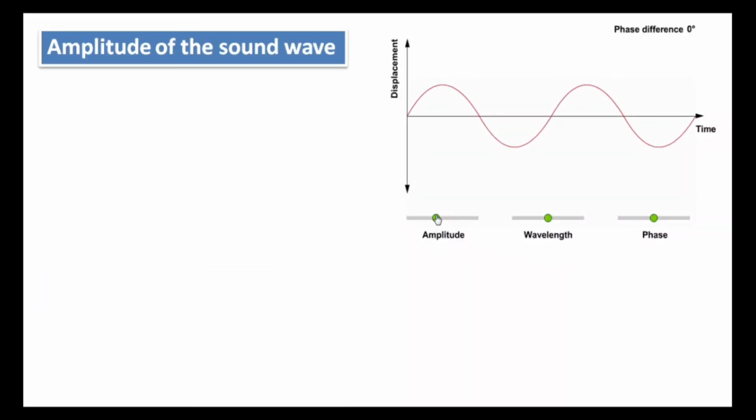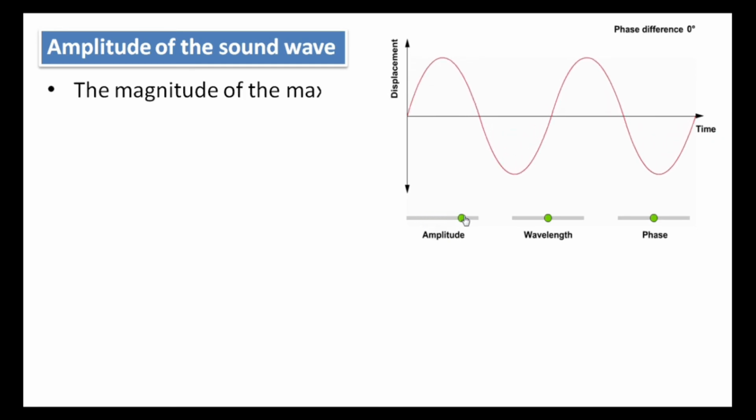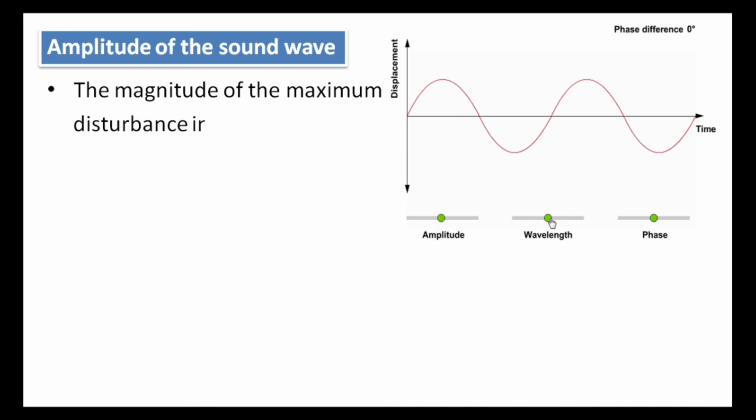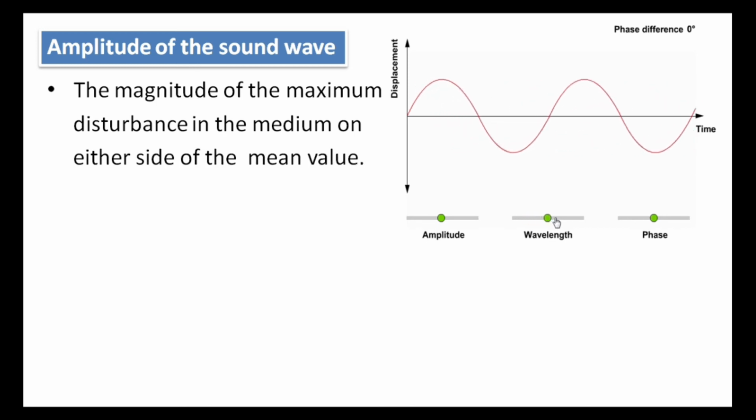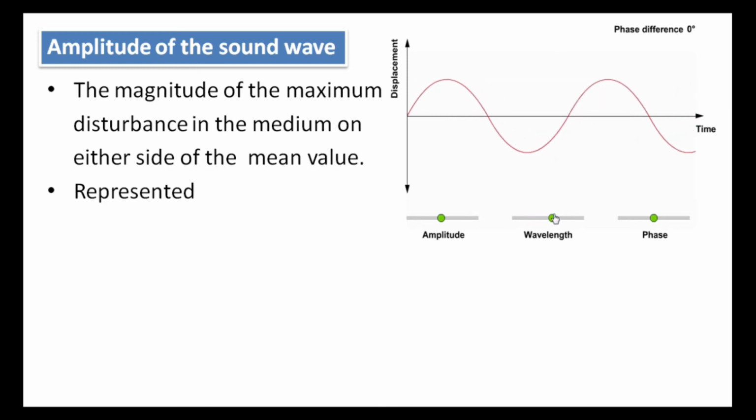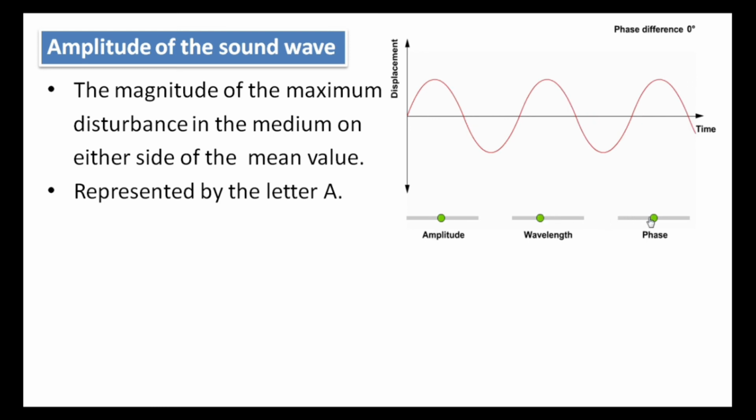Amplitude of the sound wave. The magnitude of the maximum disturbance in the medium on either side of the mean value is the amplitude. Amplitude is represented by the letter A.